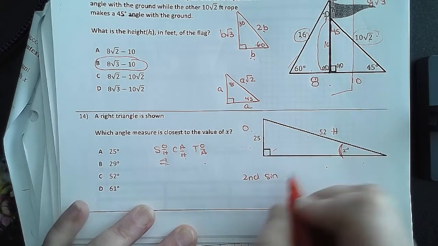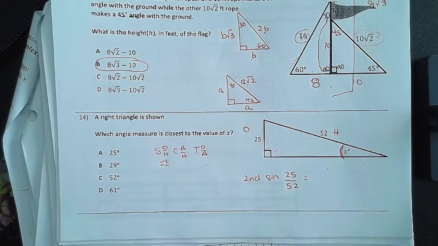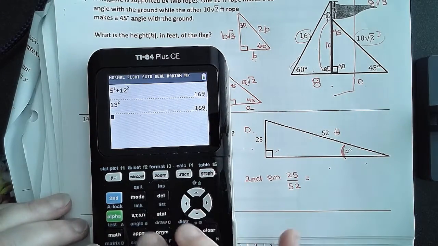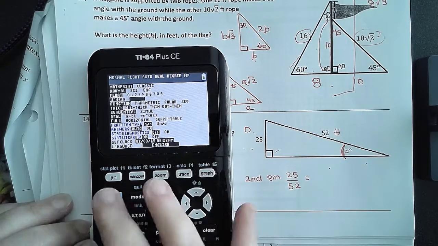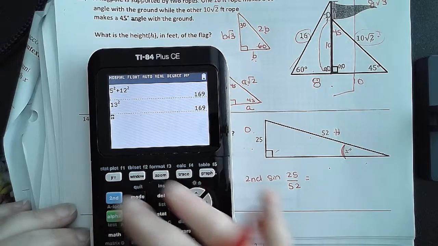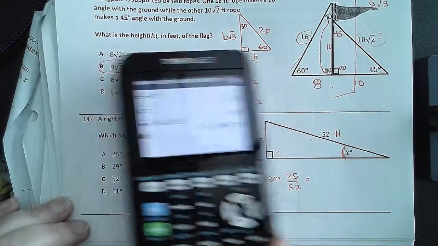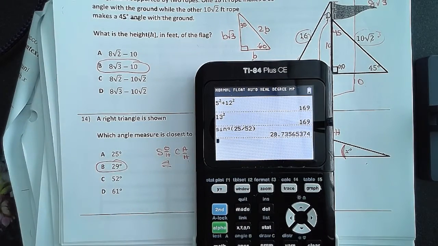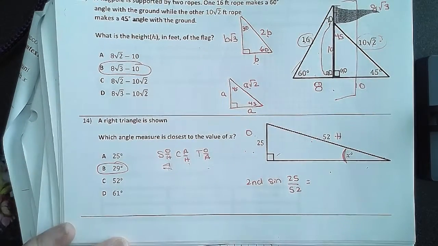Now, when I'm trying to find an angle measure, I'm going to use inverse sine, and I'm going to do 25 over 52. Making sure that my calculator is in degree mode, I'm going to do inverse sine of 25 divided by 52, and that gives me an angle of 28.7, which is close to 29. Making sure that your calculator is in degree mode is so important, so please make sure that you do that.